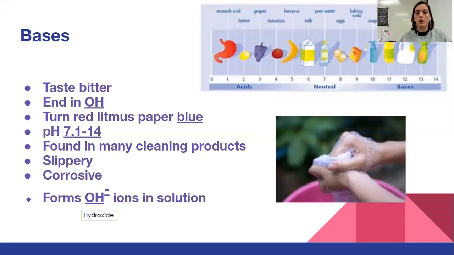We already talked about them being cleaning products, so lots of soaps and things like that. Think of the slipperiness of soaps as being another trait of the bases, but they're also corrosive. If you have oven cleaner and you get it on your hands, it will burn your hands. It will just kind of eat away at your skin. Now the stuff that we use like Dawn soap and hand soap, those are really weak bases. So that's why they don't eat away at you. They actually help you. And if you don't know that OH is hydroxide, then I would write that on your notes as well.